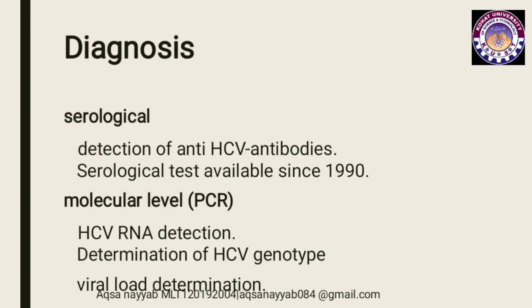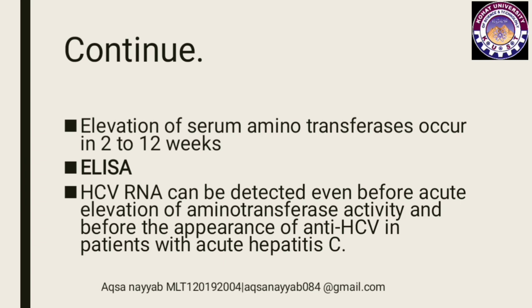Now we discuss the diagnosis of hepatitis C. How do we diagnose hepatitis C? On a serological basis, detection of anti-HCV antibodies, with serological tests available since 1990, and at the molecular level PCR, HCV RNA detection, determination of HCV genotype, and viral load determination. Elevation of serum aminotransferase occurs in 2 to 12 weeks, and ELISA. HCV RNA can be detected even before acute elevation of aminotransferase activity and before the appearance of anti-HCV in patients with acute hepatitis C.